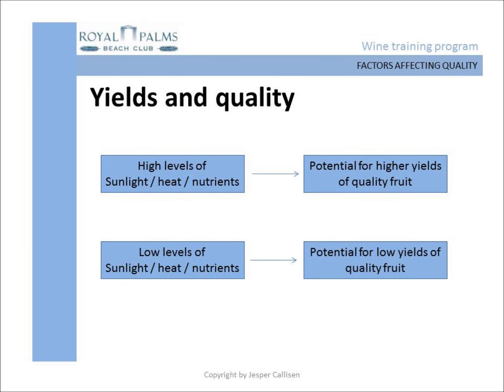When looking at yields and quality, remember that everything is relative. If there is much sunlight, heat, and nutrients in the soil, the potential for higher yields of good quality is available. In cooler climates, the potential is lower. Therefore, it is natural for warmer climates to have higher yields compared to cool and moderate climates. It is therefore that New Zealand is able to make large quantities of premium quality wine compared to the Loire Valley in France.